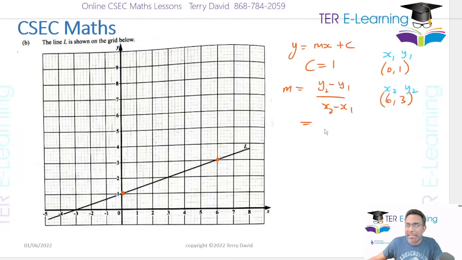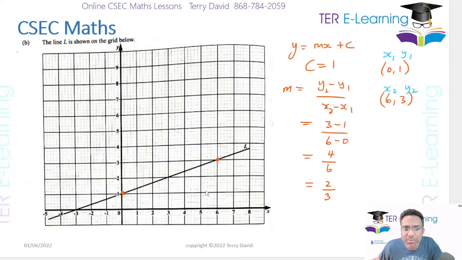So that is going to be 3 minus 1, divided by 6 minus 0. So 3 minus 1 is 4, and you divide that by 6, and that's going to give you 2/3, right? So therefore my gradient of this line here is going to be 2/3. Is that correct?